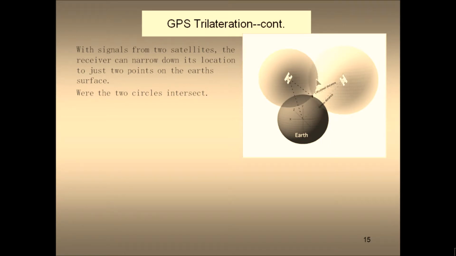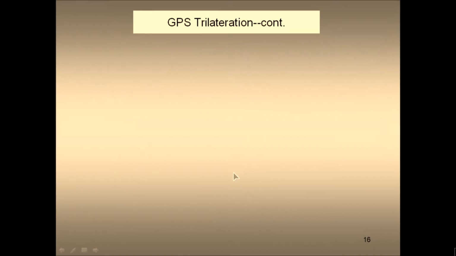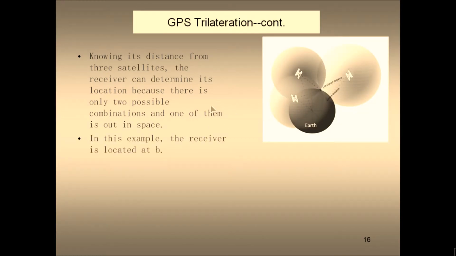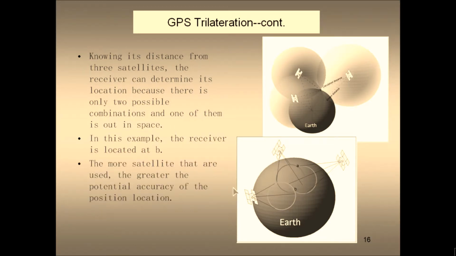This is a different illustration. And knowing the distance from 3 satellites, the receiver can determine its location because there are only 2 possible points and one of them is out in space. So this is how the third satellite points out the exact location. In this example we can see that the receiver is located at point B, and the more satellites being used, the greater the potential accuracy of finding the exact location.